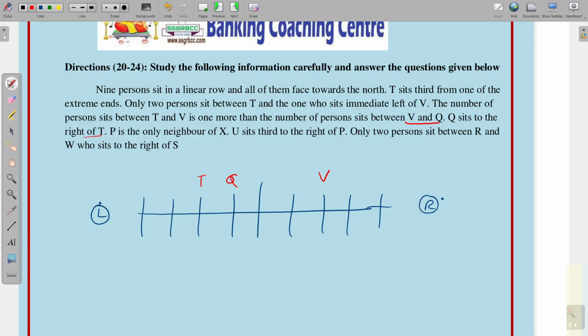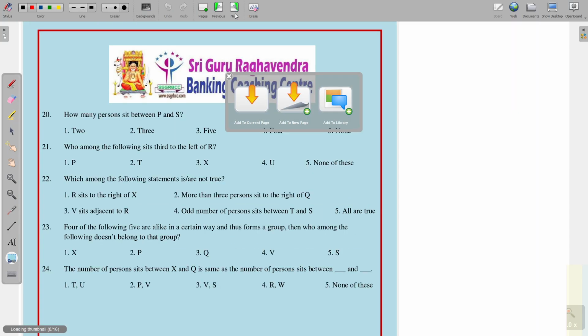Next, Q sits to the right of T. P is the only neighbor of X. U sits third to the right of P. So P is the only neighbor of X, and U is third to the right of P: 1, 2, 3. Here U is placed. Only 2 persons sit between R and W, who sits to the right of S. Suppose R is placed here and W is placed here. Between these two, only 2 persons are there. W sits to the right of S. It is possible. This is the final arrangement of the puzzle.